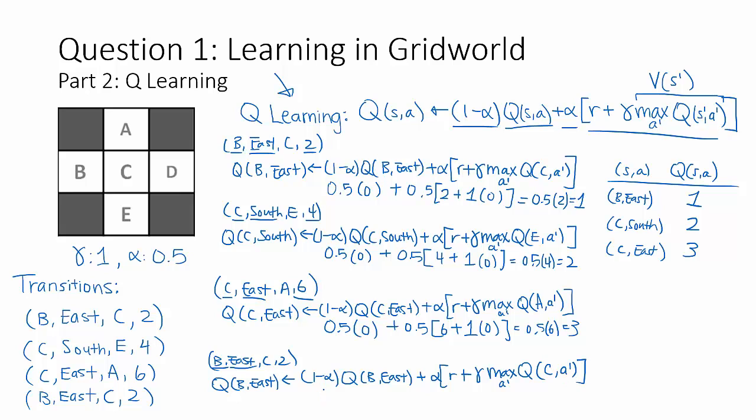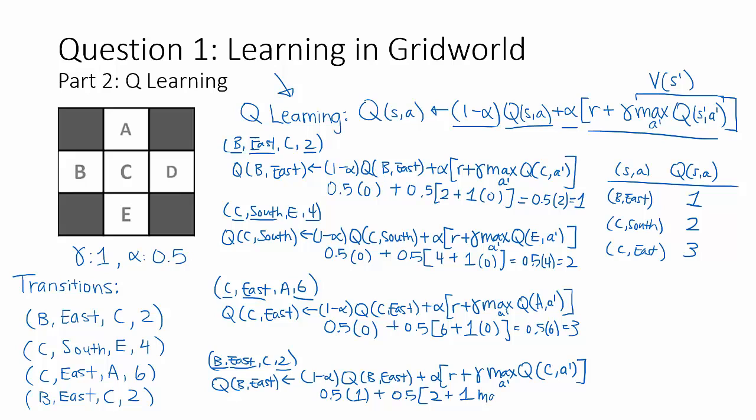We plug in values, so 1 minus alpha, 0.5, times Q of B East. Now we have an entry in this table which has a value of 1, so we're going to use that value of 1 here. Plus alpha, that's 0.5, times the reward for this transition, that's 2, plus gamma, 1. And now we take a max over all Q values that start with C.